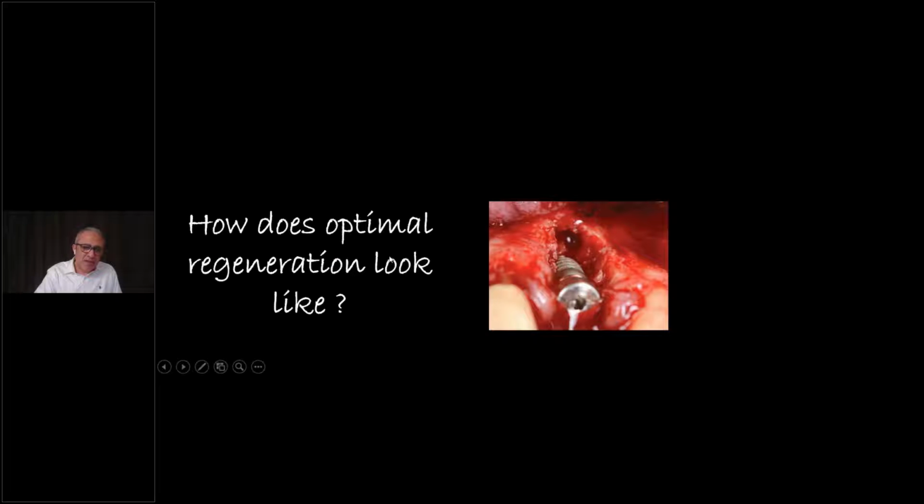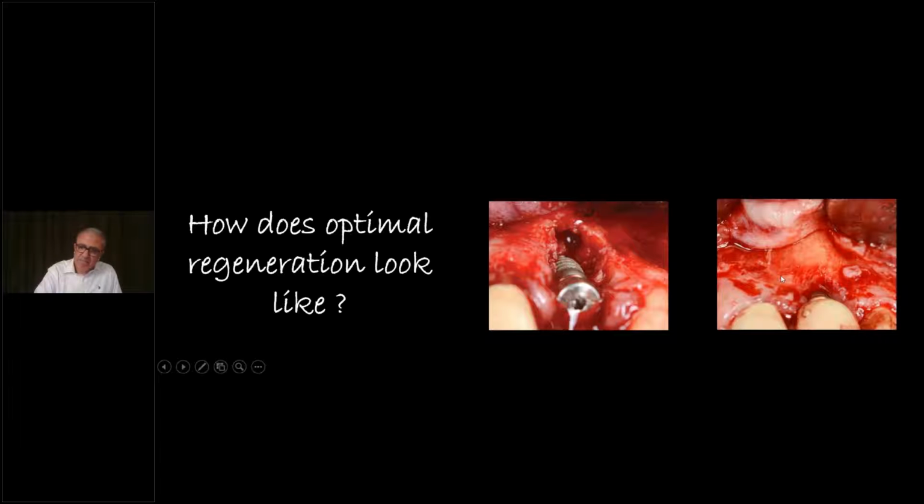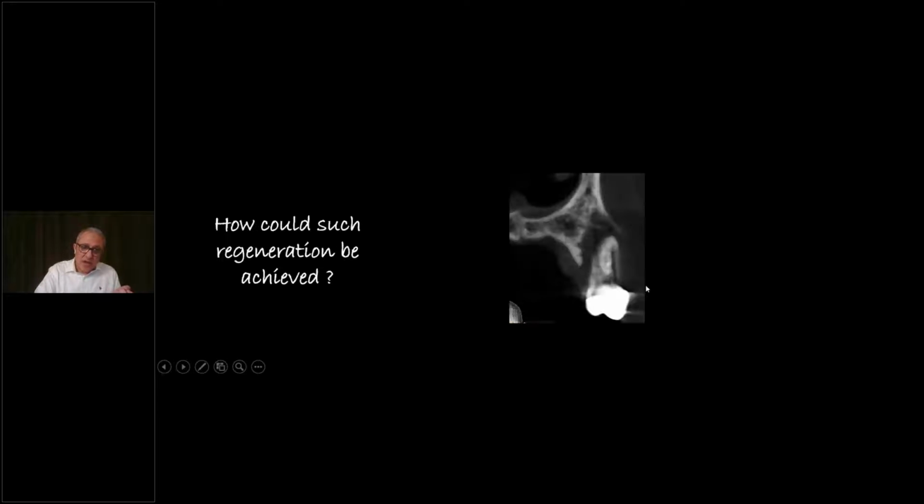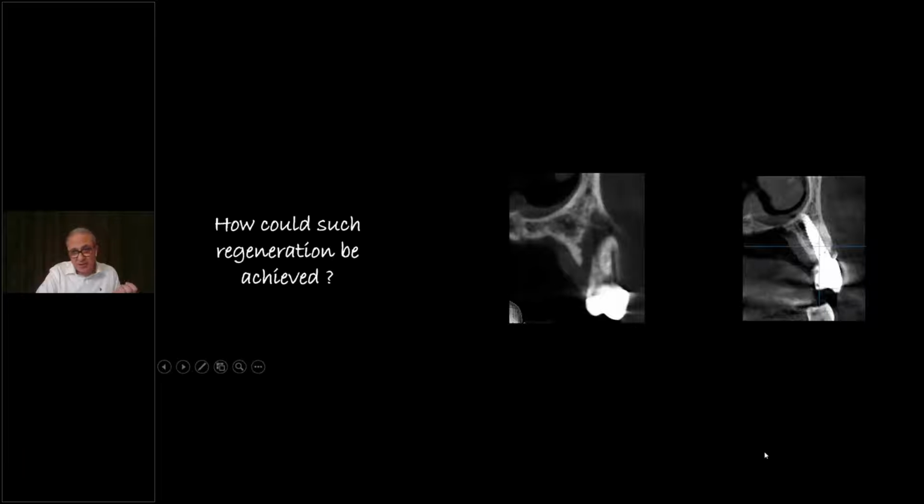But for example, let me ask the question, how does an optimal regeneration look like? If I want to regenerate this bone here, how does it look? A good, predictable bone. This is how it looks. So just to know that this is a normal bone, this is what we call a real regeneration. How could such regeneration be achieved, to take a case from this situation to that situation? That's what we call a real regeneration, not a chauvinistic regeneration.